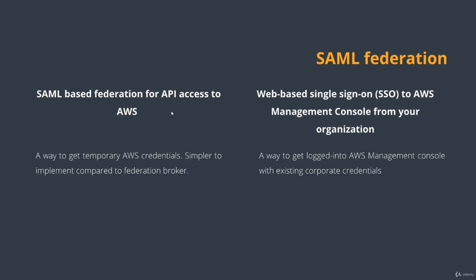AWS provides two ways for you to use SAML federation. Both of them rely on the STS method called AssumeRoleWithSAML. This action does not require signing. In other words, you don't need any AWS credential to issue this action request. The first approach is to use SAML-based federation to get API access. As in previous scenarios, it will result in getting temporary credentials. The second way is to implement web-based single sign-on to the AWS Management Console. And this is what the exam question will focus on.